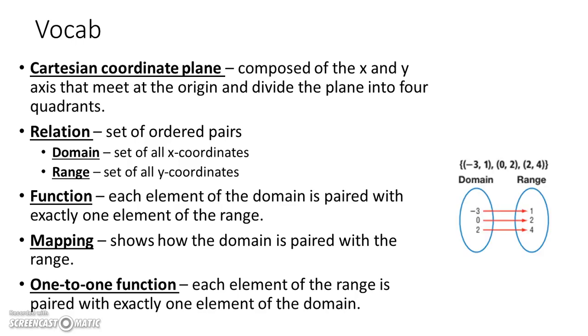So here is our domain on the left and our range on the right. It's written in coordinate points. So you have -3 with 1, 0 with 2, 2 with 4. This is a one-to-one function because each range is paired exactly with only one domain.